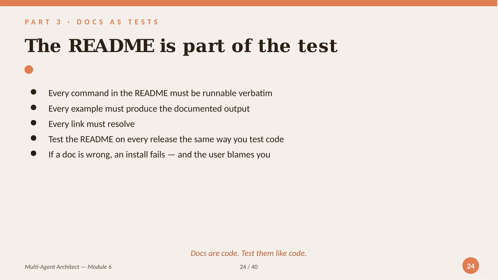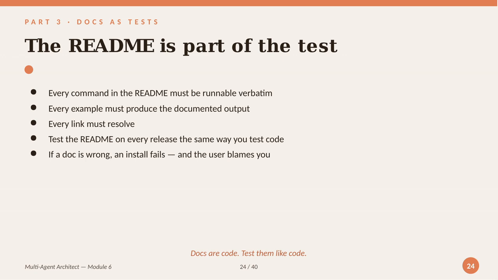Every example must produce the documented output. If the README shows a sample run with a sample output, your test should run that sample and assert the output matches. When the output drifts, the assertion catches it before the user does.